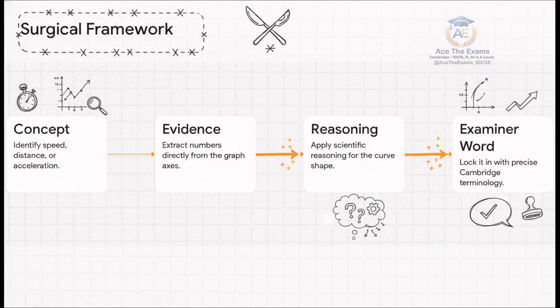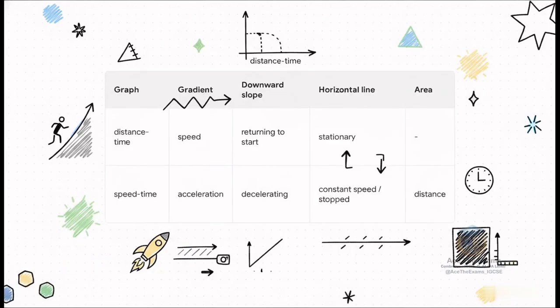This is the exact sequence you need to construct an absolutely unbreakable response. Step 1, identify the concept. Are we analyzing speed, distance, or acceleration? Step 2, extract the evidence or data directly from the graph. Actually read the numbers off those axes. Step 3, apply scientific reasoning. Ask yourself, why is the line curving? What forces are acting? And finally, step 4, lock it in with examiner wording. You absolutely must use the exact terminology the Cambridge mark scheme demands. Concept, evidence, reasoning, wording. And this brilliantly illustrates our first quick win.